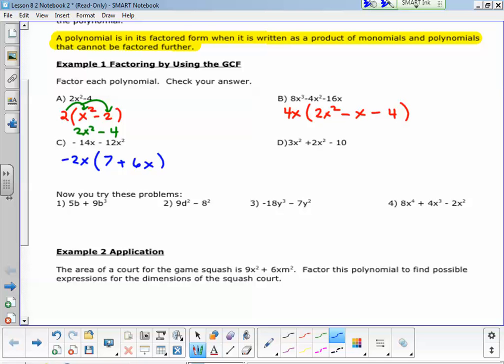So why don't you give a shot with some of the example problems that are on your page.